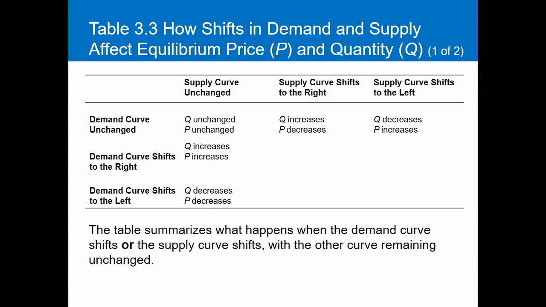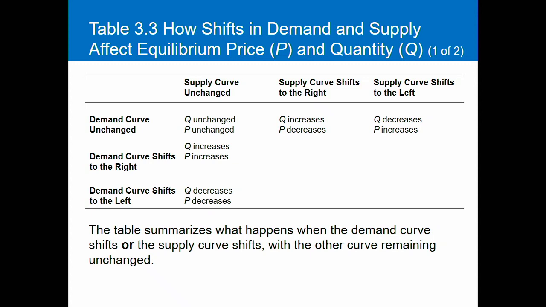A hurricane comes through and destroys a bunch of the orange crops. So you don't have to assume that happens. You lose a bunch of orange crop, you shift the supply to the left. So then what happens to the price and the quantity? The price is going to increase, so our new price, and the quantity demanded is going to decrease because of the higher price.